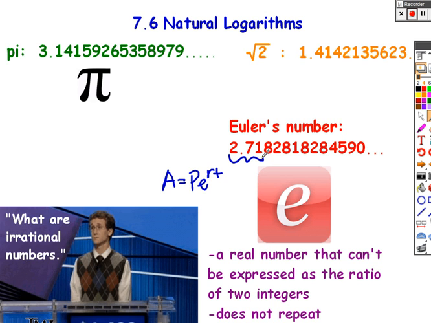Pi, e, the square root of 2, all these numbers are irrational numbers, which means they can't be expressed as the ratio of two integers, and it does not repeat. So e is about 2.71828, but it'll go on forever without repeating.